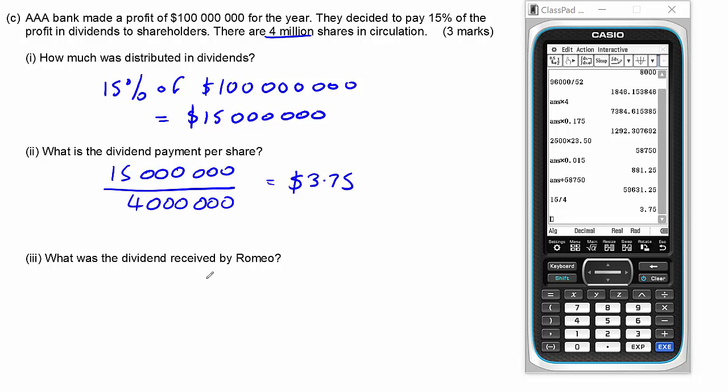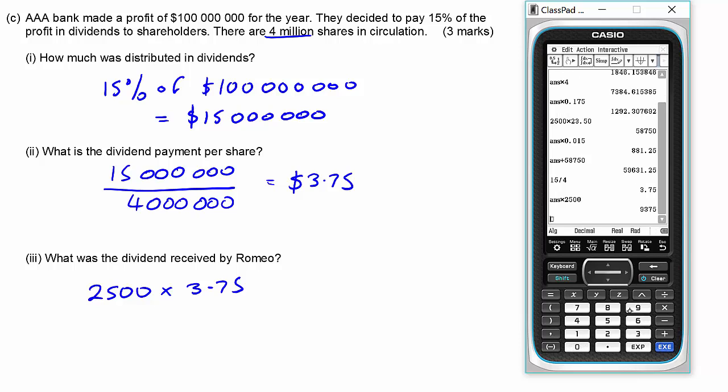What was the dividend payment received by Romeo? Well, we know that he has 2,500 shares. So just multiply that by 2,500. And that is 9,375.